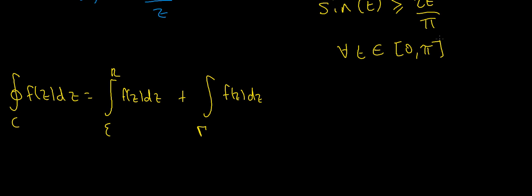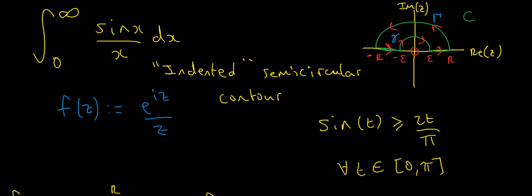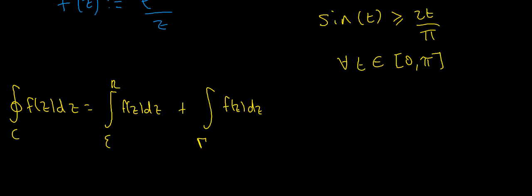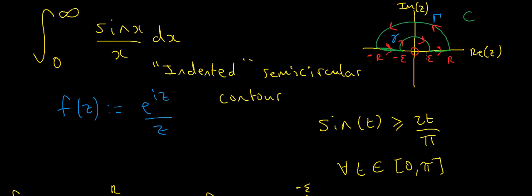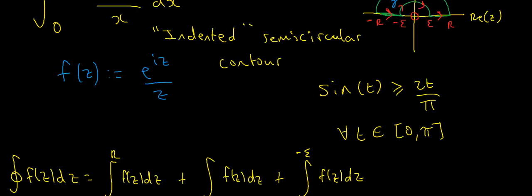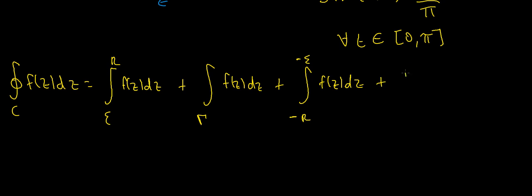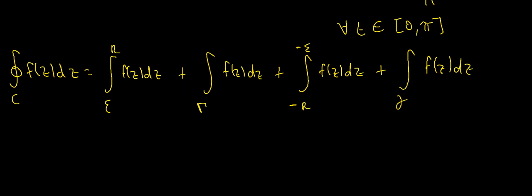Once I've done that, where am I on the path? I'm now over here, which means I'm going to have to integrate from minus r to minus epsilon. So I'm going to add on the integral from minus r to minus epsilon of f of z dz. And finally, I'm going to have to integrate over the little arc, which is this one here, and that takes me back to the start, back to epsilon. So I'm going to have to integrate over little gamma of f of z dz. Okay, so I've got 5 different integrals to deal with. What should I do first?